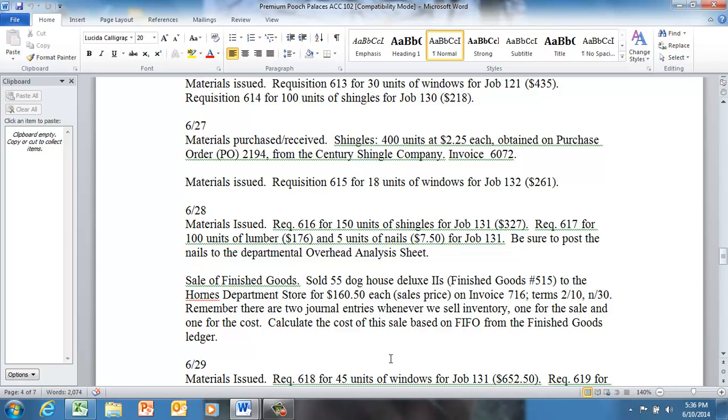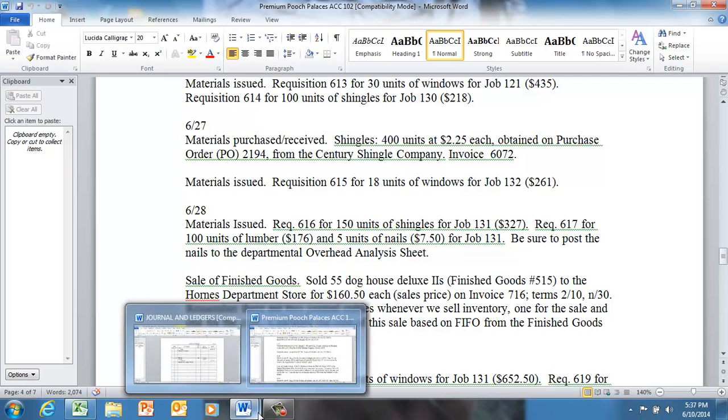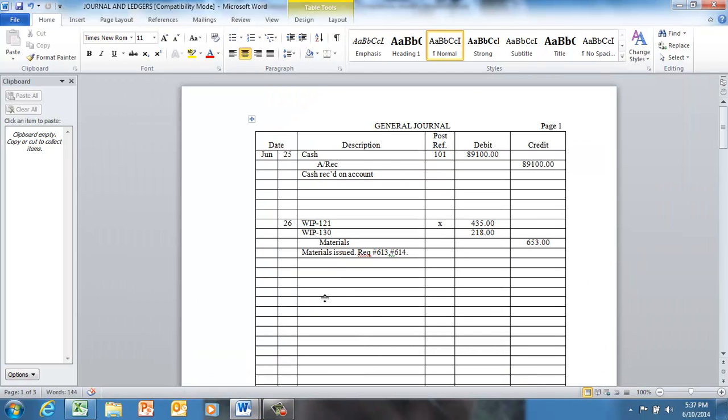So let's start by putting the sales part of the journal entry. I need to know how much was the total sale. We sold each doghouse for $160.50 each. So I take 160.5 times the 55 doghouses, and we get $8,827.50. So I'm now going to go to my journal entry.